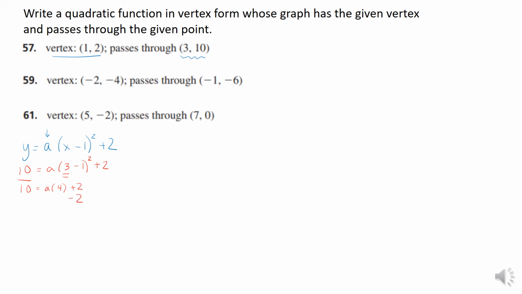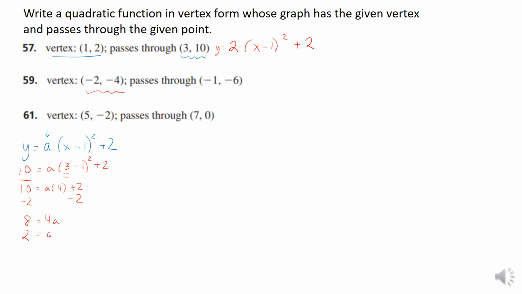I'm going to subtract 2 from both sides. I get 8 equals 4a. So a equals 2. So now I can write my equation. It's y equals 2 times x minus 1 squared plus 2. Pretty cool, huh? So let's start the second one.